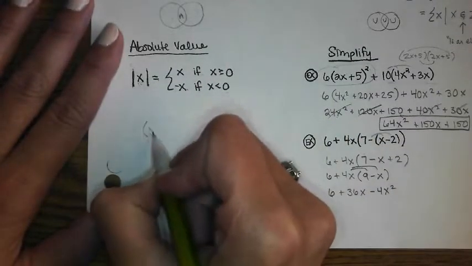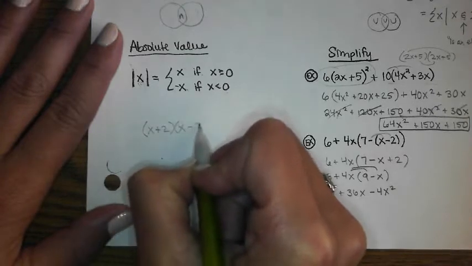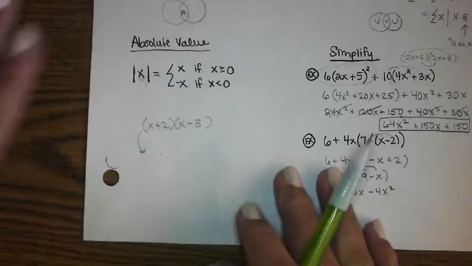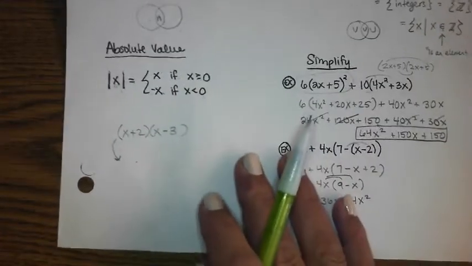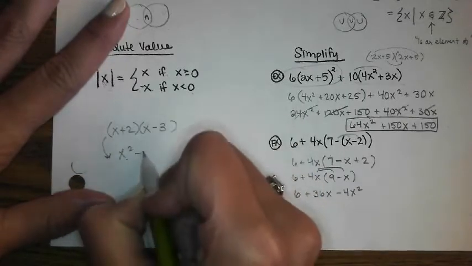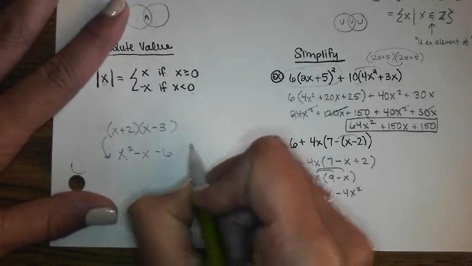If someone shows you this and says to simplify, simplifying is the process of multiplying things out, going through order of operations. So this would become x squared minus x minus 6.